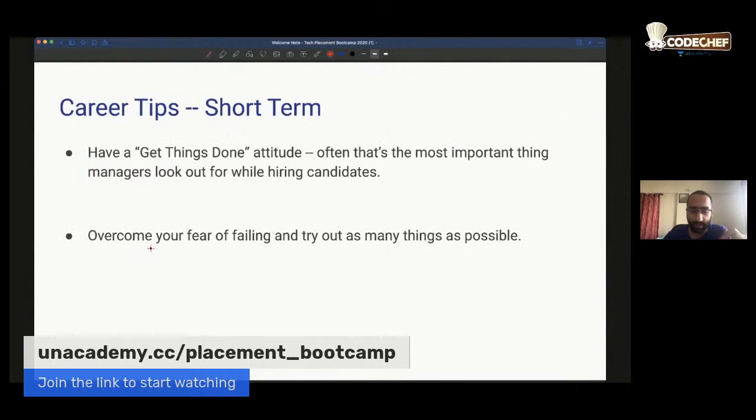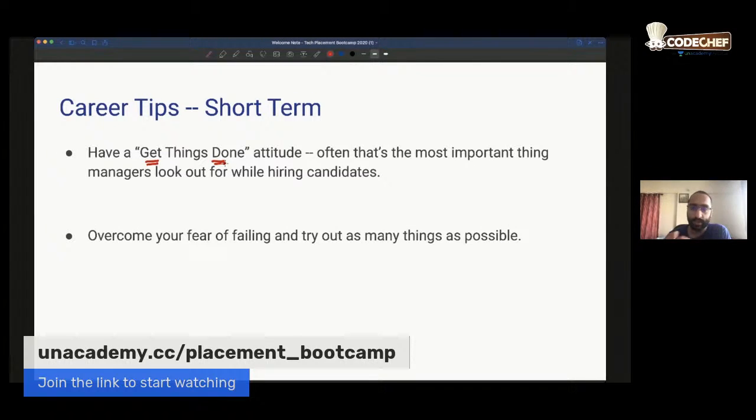So in the time which is remaining, I will quickly share some career tips which I think are very important both for short term and for long term. In the short term, the most important thing which most people look out for is a get things done attitude. This is the most important attitude according to me. This is the most important thing which managers look out for while hiring candidates, which companies look out for, because most of the times you would not be knowing a lot of things when you join a company.